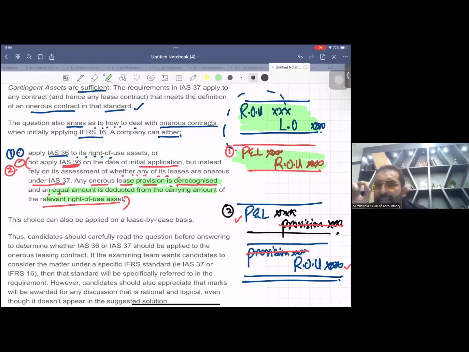This is a choice given by the standard, and see, it is written: the choice can also be applied on a lease by lease basis.